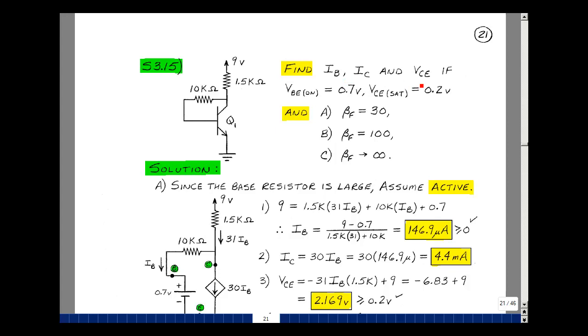and the collector emitter voltage if VBE on is 0.7 and VCE set is 0.2, and the beta F can vary from 30 to 100 to a very, very large number, say approaching infinity.